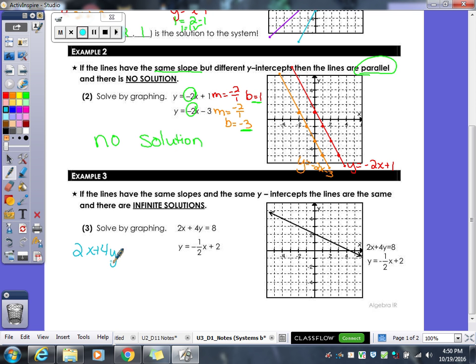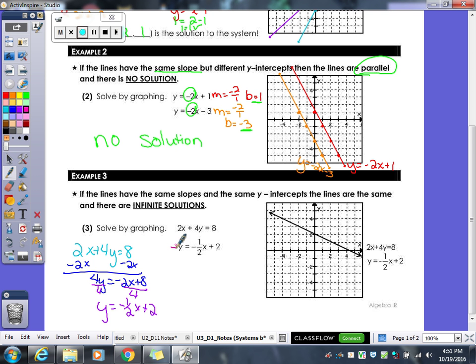And then our last scenario here, 2x plus 4y equals 8. We've got to get that into y equals form first. So I'm going to subtract my 2x, and then I'm going to divide by 4. So I get y equals negative 1/2 x, because negative 2 divided by negative 4 reduces to negative 1/2. We never want to use the decimal form of it, because the decimal is not going to do anything for us when we go to graph. We need the fraction to get our slope. And then 8 divided by 4 gives me a 2.